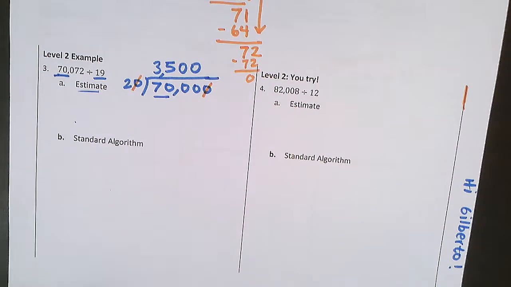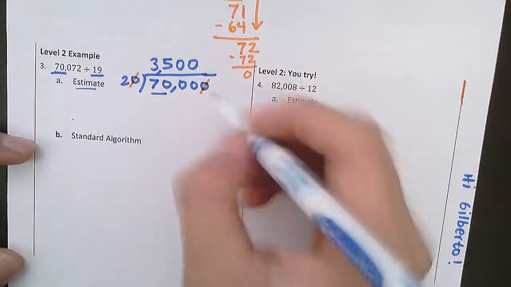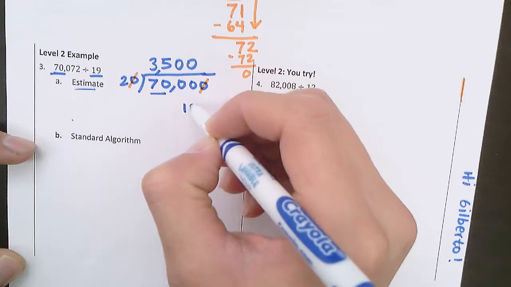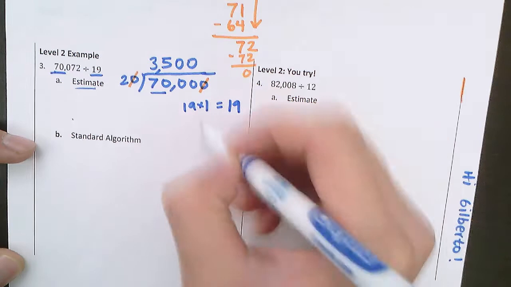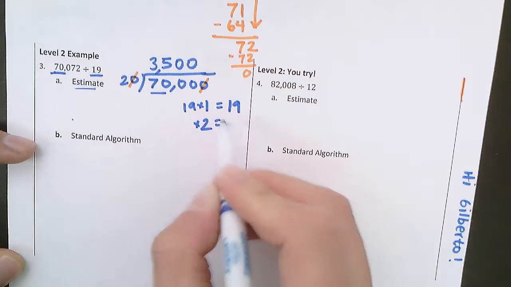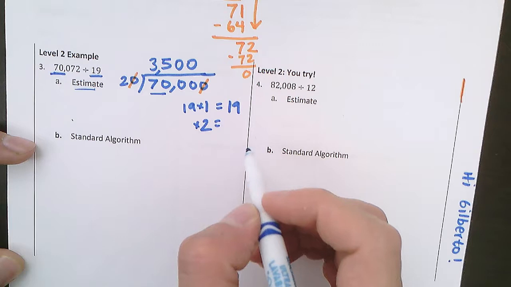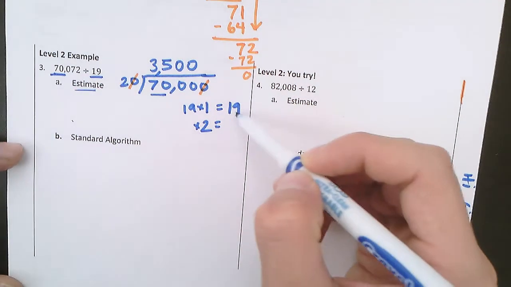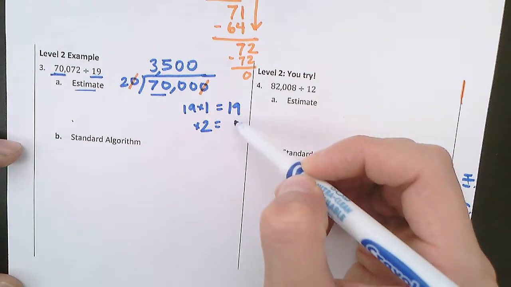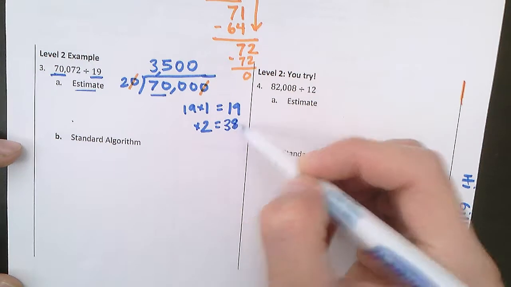Now, to use the standard algorithm, in situations like this, it may be helpful to list out the multiples of 19. You don't have to do this, but sometimes it can be helpful. So 19 times 1 is going to be equal to 19. 19 times 2, you add another 19 to here. And a trick to adding 19 is it's 1 away from 20. So you just add 20 and then subtract 1. So 19 plus 20 is 39. Subtract 1 is 38. So 19 times 2 is 38.